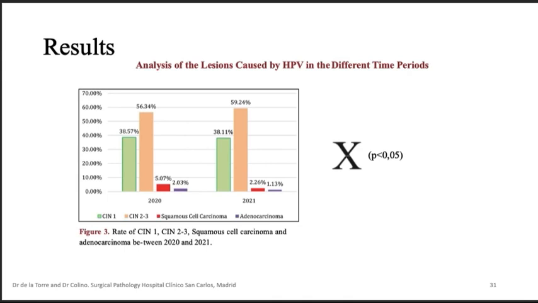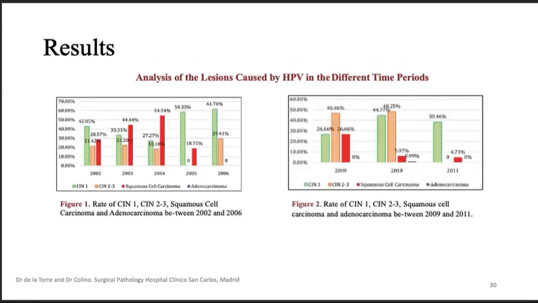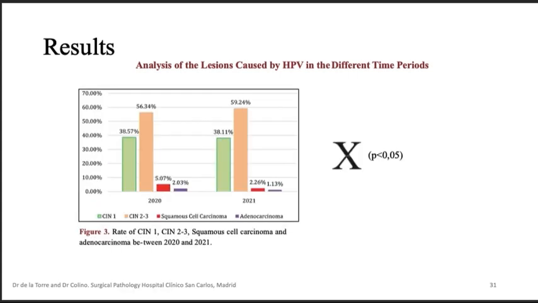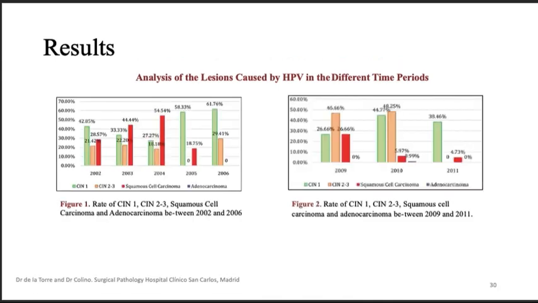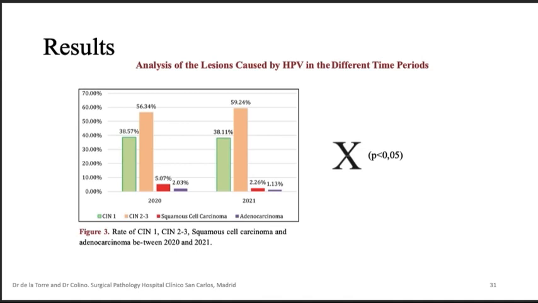On the other hand, the incidence of patients diagnosed with squamous cell carcinoma reaches a maximum value of 44% in the years 2002 to 2006, 26% in the years 2009 to 2011, and 5% in the most recent years, 2020 and 2021. It is worth noting the absence of records in our series in the years 2002 to 2006 of adenocarcinoma, and its diagnosis in the years 2009 to 2011, reaching 0.99%, when in the years 2020 and 2021 it reaches a maximum of 2%.